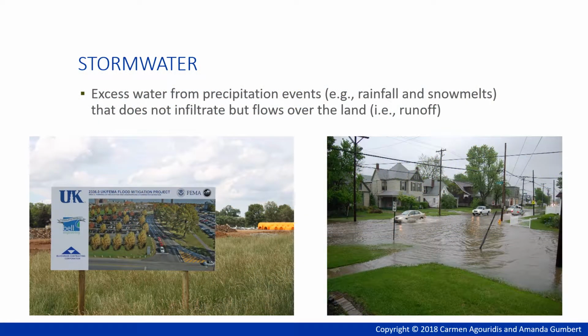Urban BMPs, or best management practices, are designed to reduce the impacts of stormwater quantity and quality on receiving waters. So what is stormwater? Stormwater is excess water from precipitation events, such as rainfall and snowmelts, that flows over the ground and does not infiltrate into the soil. Essentially, stormwater is runoff.